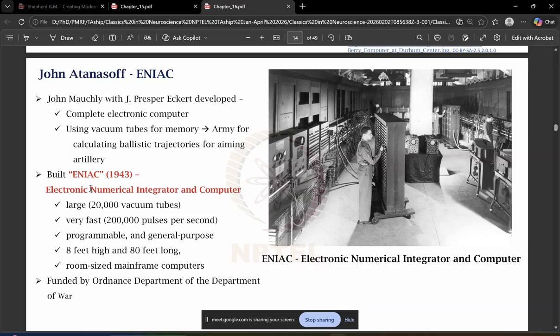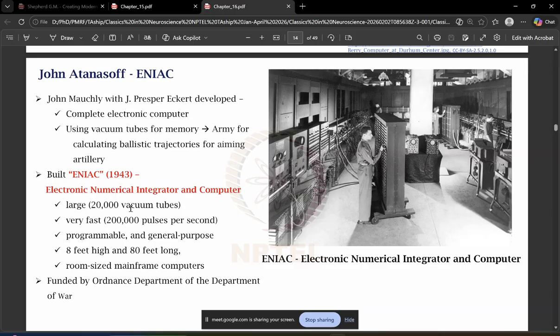So what are the features of ENIAC? ENIAC had around 20,000 vacuum tubes. Rather than using condensers, they decided to use vacuum tubes for making this computer. You can see that this is taking up the whole room, right? The ENIAC was about 8 feet high and 80 feet long. So this whole machine was extremely big. This was a whole computer by itself, and it required a whole room for carrying out its functions.